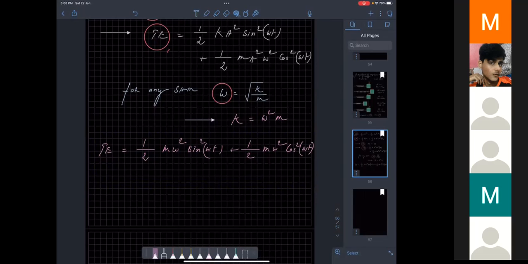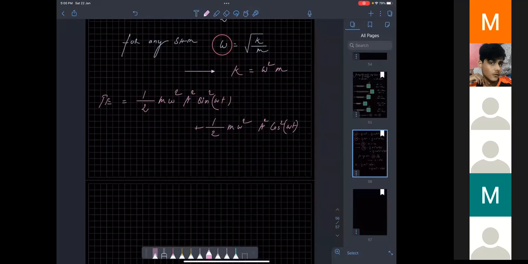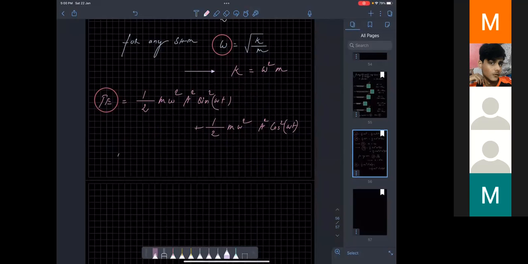Clear? Sir, a square is left, the amplitude. Yes, a is also there. So here a square is also there, I forgot. Now here sin square and cos square will have a common term. Common term is half m omega square a square.